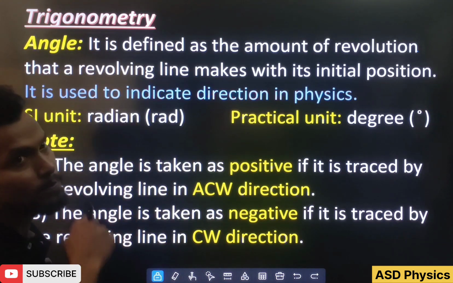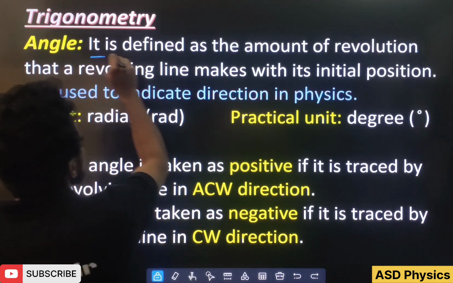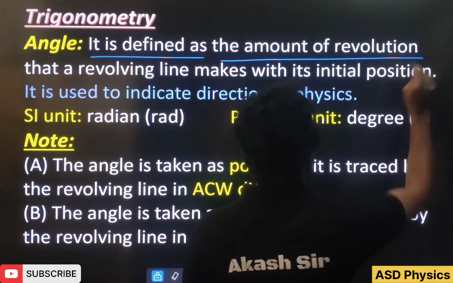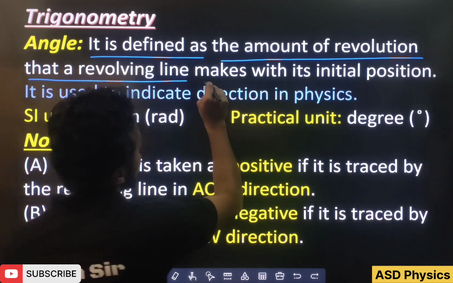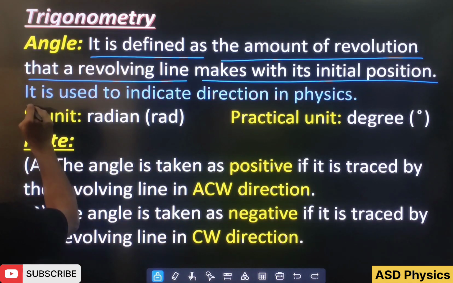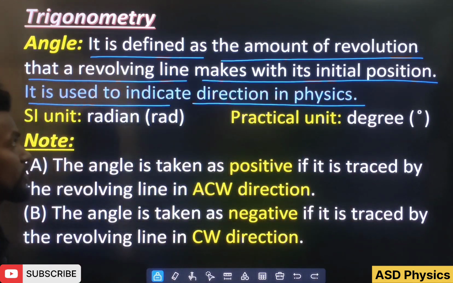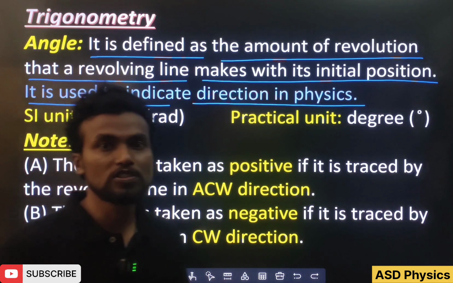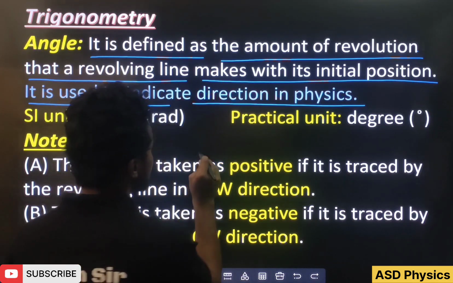So students, in trigonometry the first topic is the angle. What is the angle? It is defined as the amount of revolution that a revolving line makes with its initial position. And this angle is used to indicate direction in physics. Here, an initial position is there and one revolving line is there.